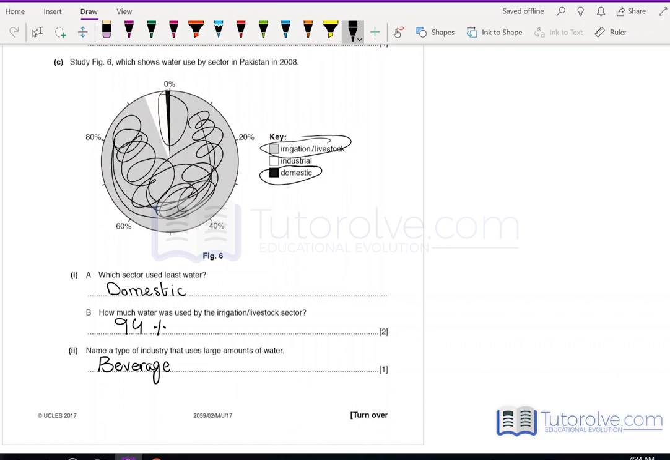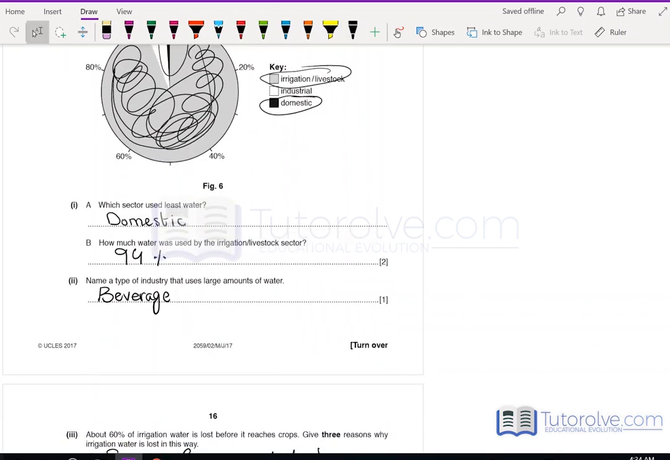Now here you can name any type of industry that uses large amounts of water, from irrigation to livestock to beverages to tanning to printing, painting. All of these industries use a lot of water, including the beverage industry. So any of these answers will get you 1 mark.